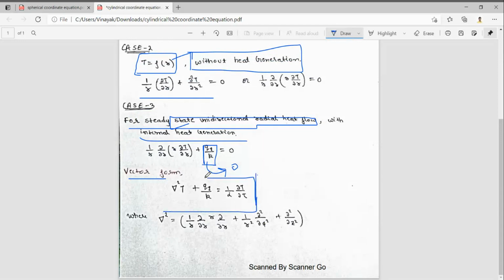General form is same for all three coordinates, but this del square, that is Laplacian operator, will change for every coordinate system. In rectangular we have seen the other. For this cylindrical, del square is 1/r ∂/∂r (r ∂/∂r) plus 1/r² ∂²/∂φ² plus ∂²/∂z². So this is in vector form.